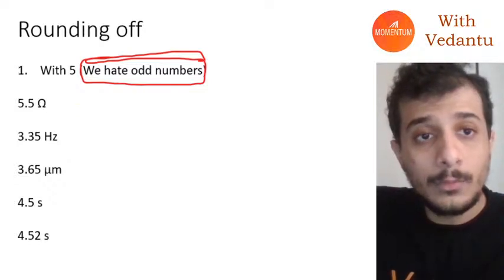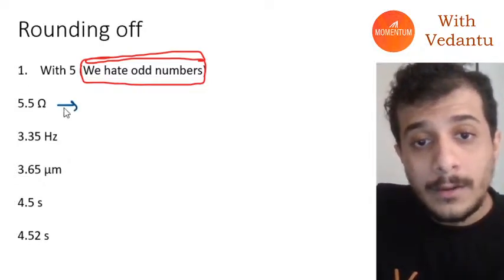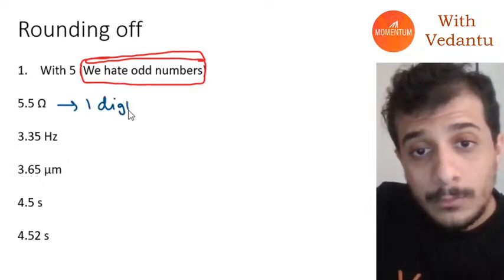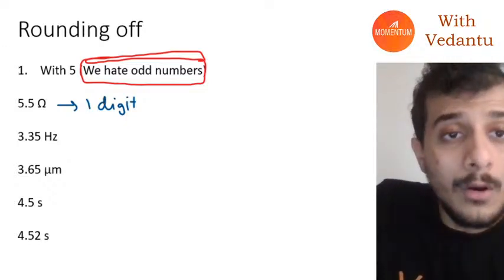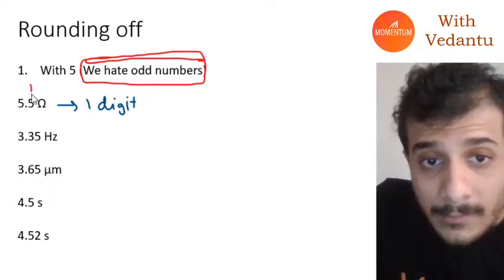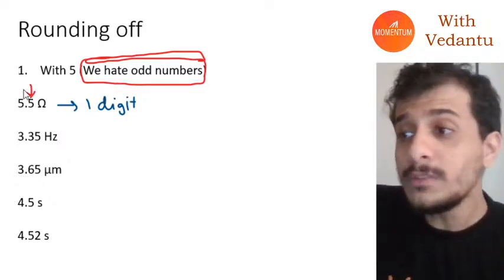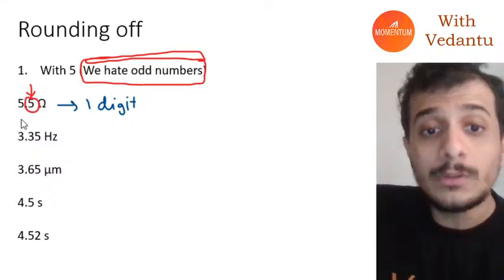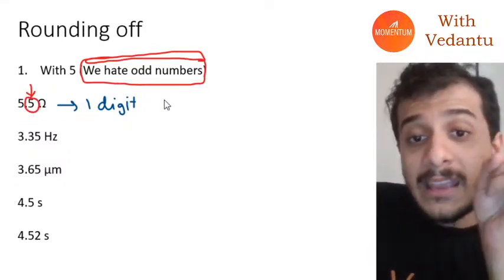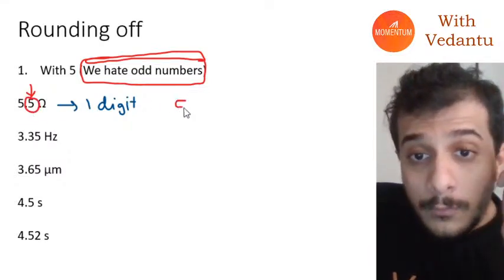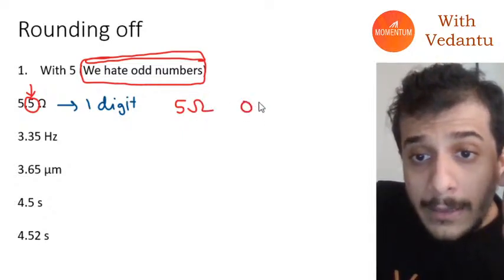Let's say I have to round this off to one digit. So I have to look at the second one. Now this here is 5. So there are two possibilities. I can either round it off to 5 ohm or I can round it off to 6 ohm.